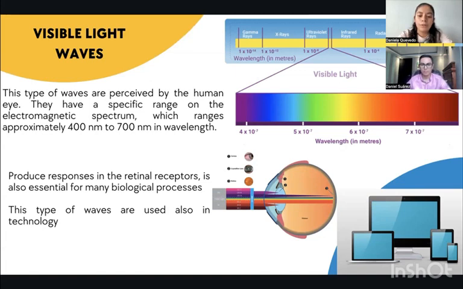with longer wavelengths. Visible light is crucial for human vision and produces responses in the retinal receptors, allowing us to perceive the world around us in different shapes and colors. Visible light is also used in technology, such as the screens of electronic devices.